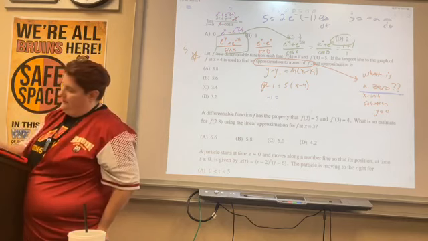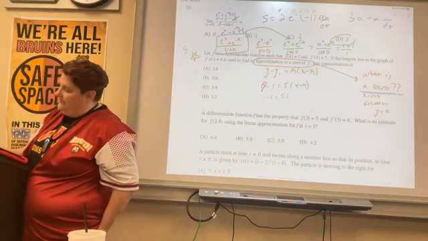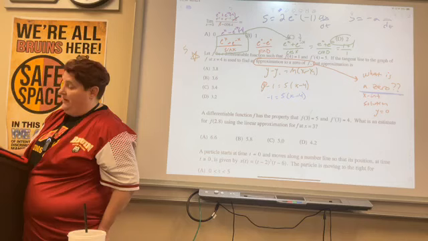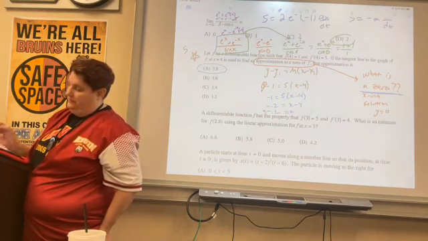Negative 1 is 5x minus 4 divided by 5. Negative 0.2 is x minus 4. So it's 4 minus 0.2, which is 3.8.